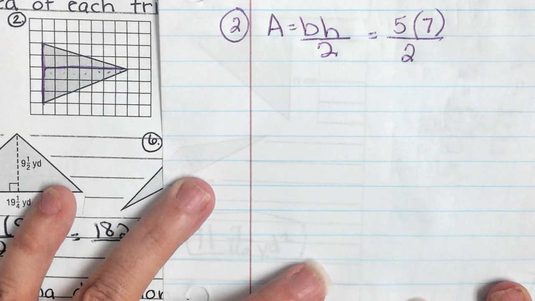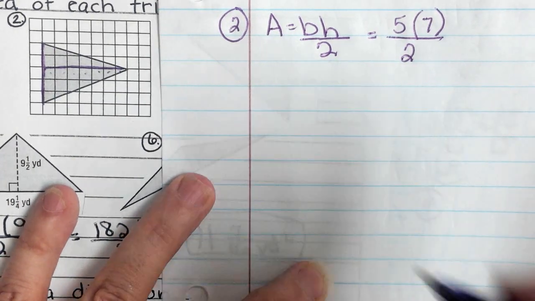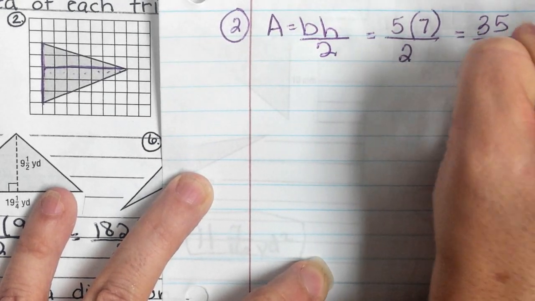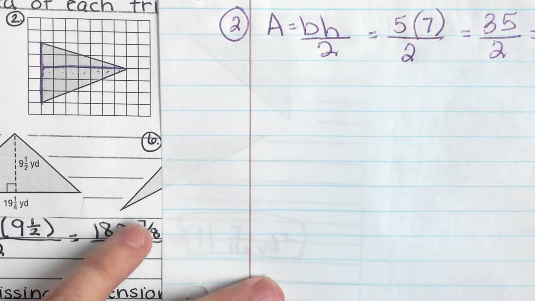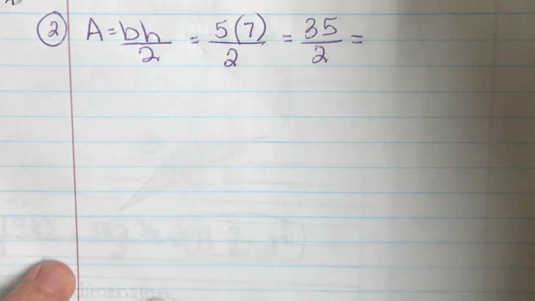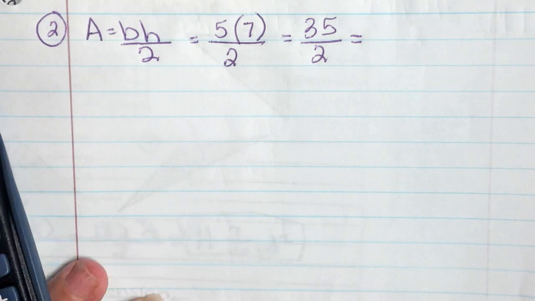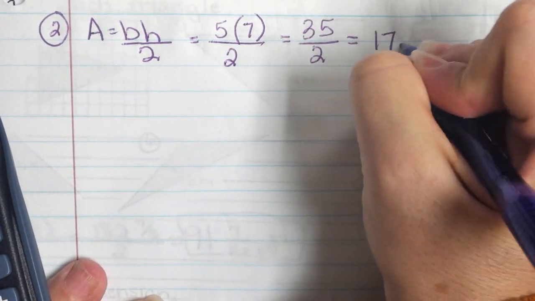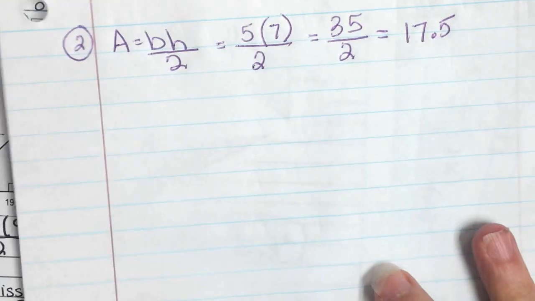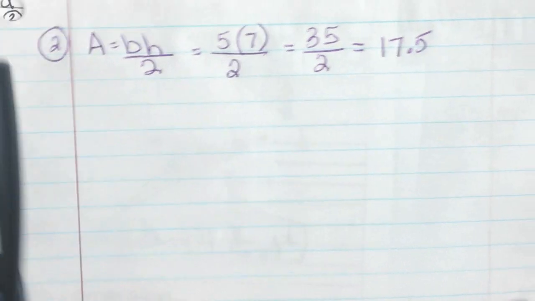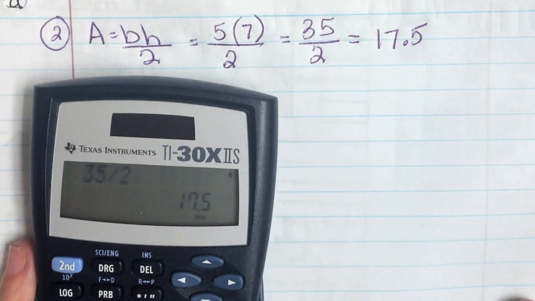Okay. So, 5 times 7 is 35, divided by 2 is 17.5? Yeah, 17.5. This is, listen, go back. 35 divided by 2 is 17.5.